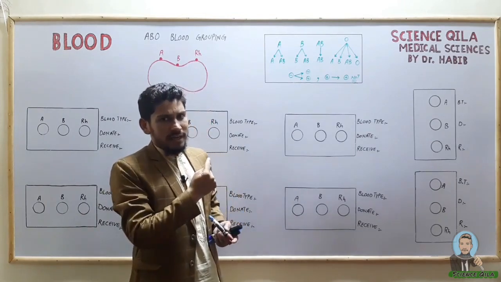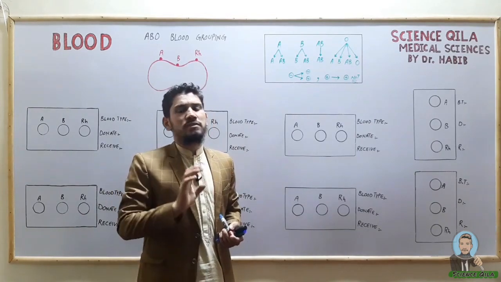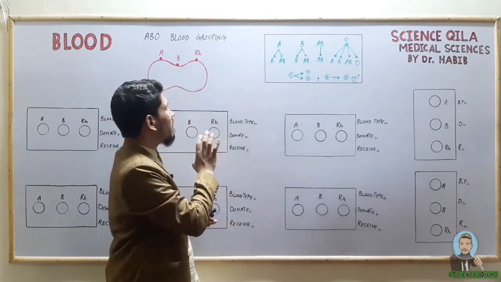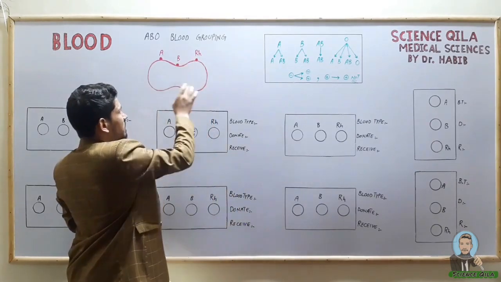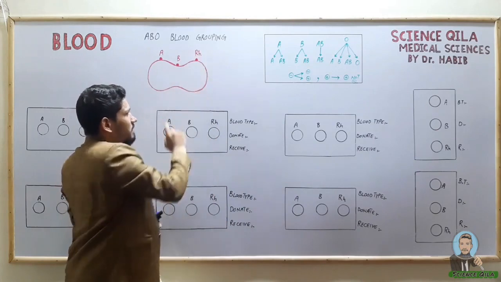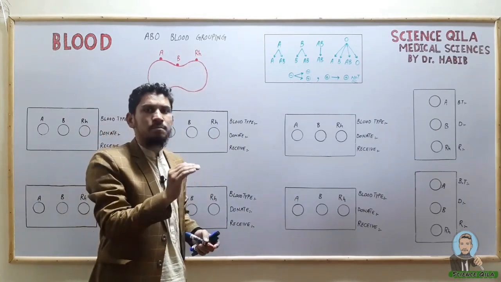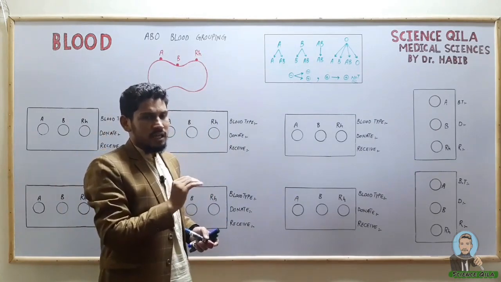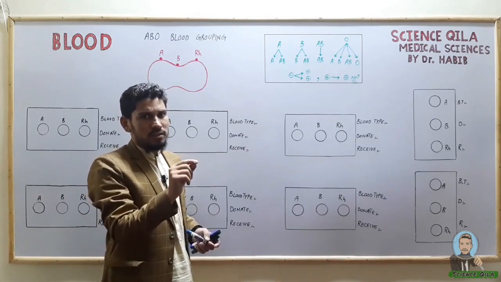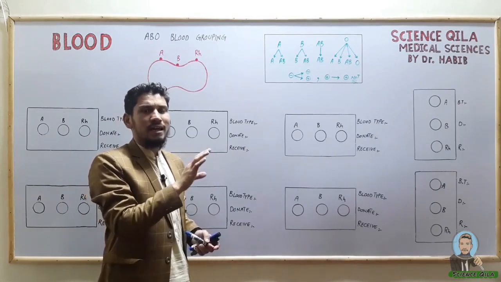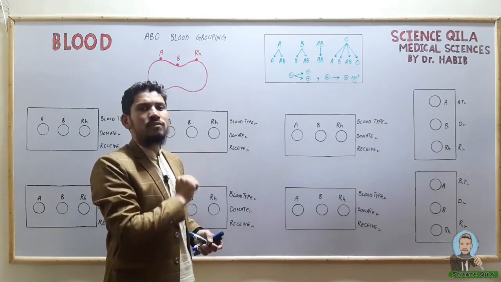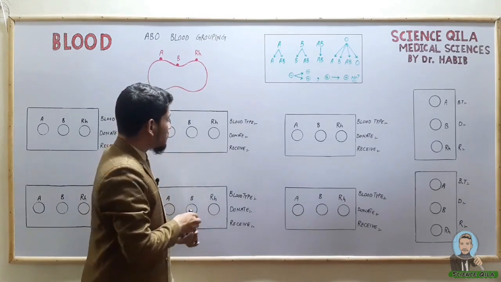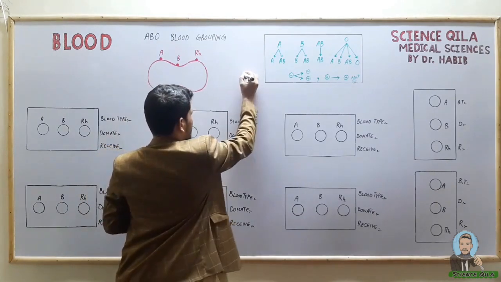In the case of RH factor, the interpretation is totally different. If RH factor is present on the surface of the RBC, we'll simply say that the RBC is positive for RH factor. And if RH factor is absent on the surface of the RBC, we'll say that the RBC is negative for RH factor.